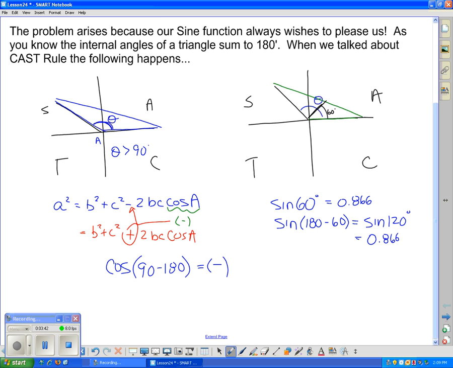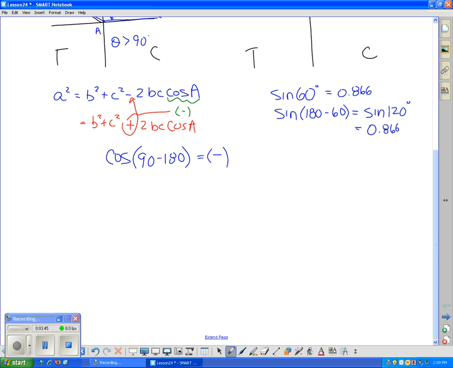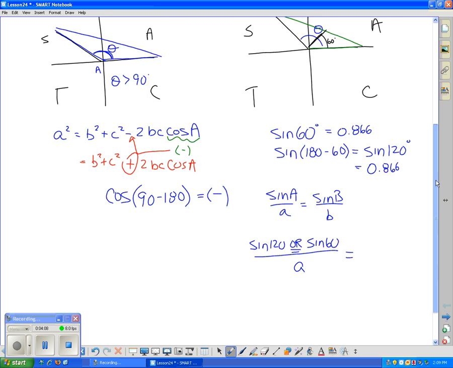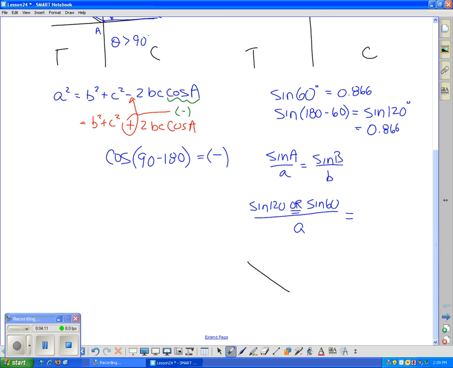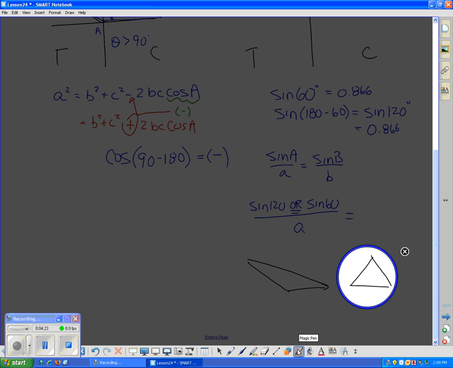So what happens is that if we set up our sine law, sine A over a equals sine B over b, we could end up with sine of 120 or sine of 60 in that first fraction, for example. And the question is, the sine law can't tell you that, hey, if it's sine of 120, the triangle is going to look like this, and if it's 60 degrees, the triangle is going to look like this. Sine law just happily goes along and says, that's the triangle. Every time it goes with the smaller angle.